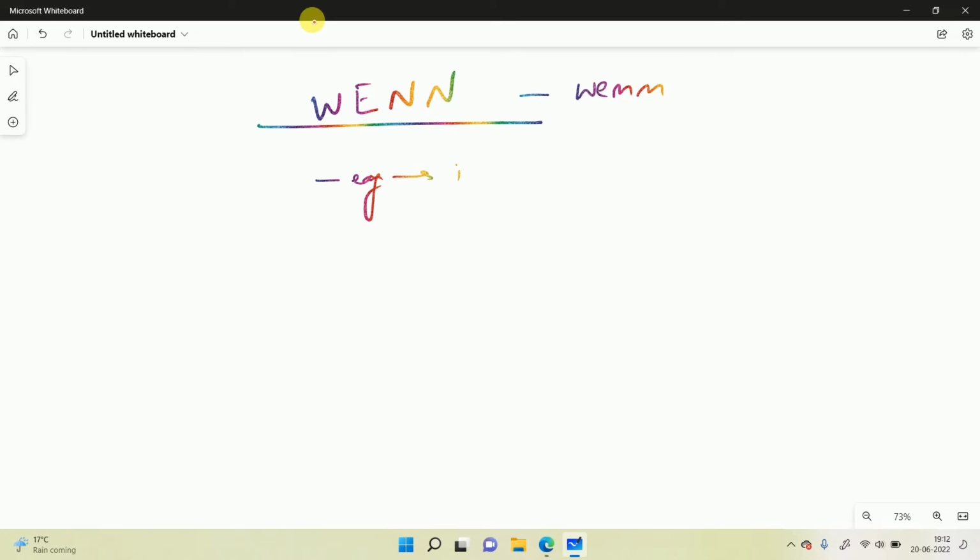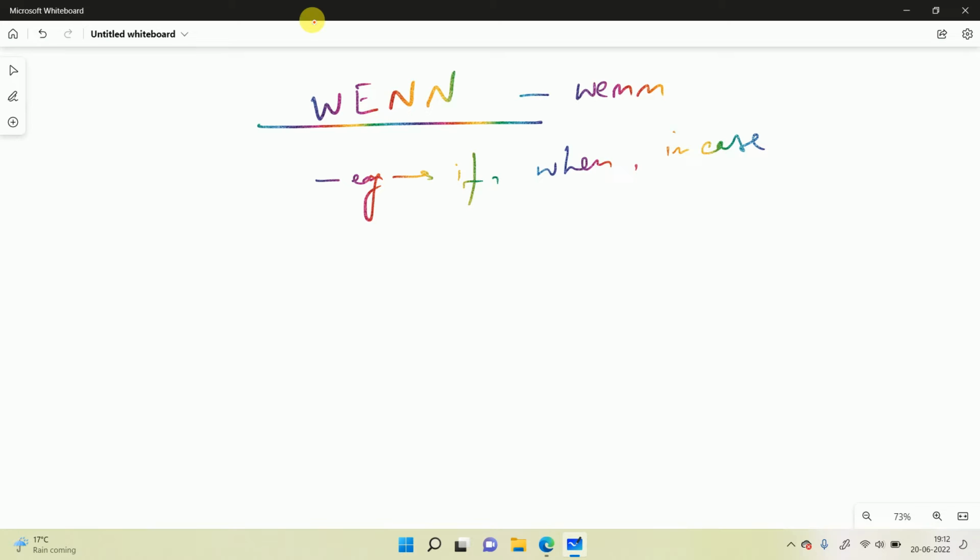Okay, so the first conjunction that I wanted to take up is wenn. Now it will always be written as wenn only, never in caps. All won't be in caps. So it will be wenn. Literally, in English, it means, let's say, if or when, right? Or you can say in case. So this could be the English translation of this word.